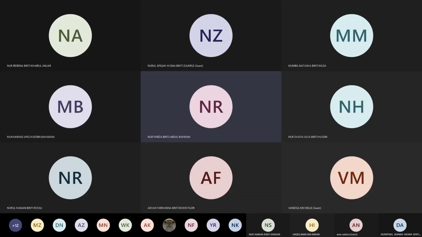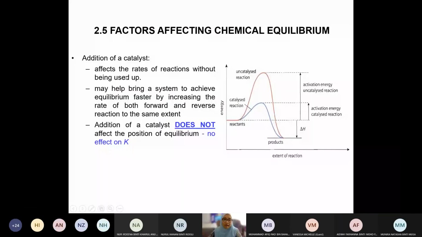Reaction. Okay, all right. So catalyst is added because it helps to increase the rate of reaction. It affects the rate of reaction without being used up. So it may help bring a system to achieve equilibrium faster. It helps to achieve equilibrium faster by increasing the rate of both forward and reverse reaction to the same extent.